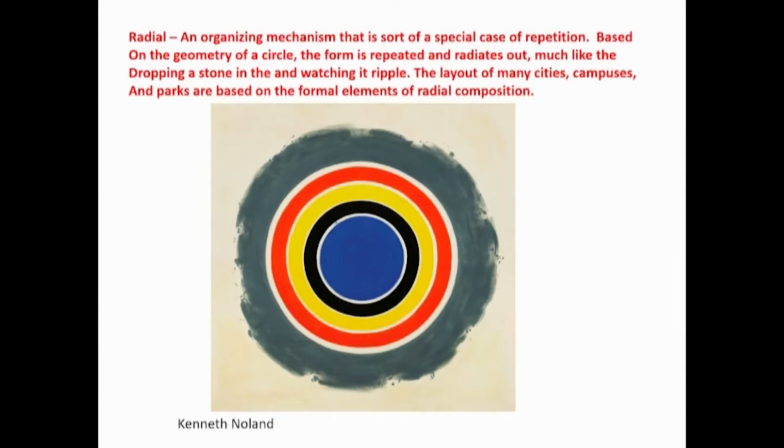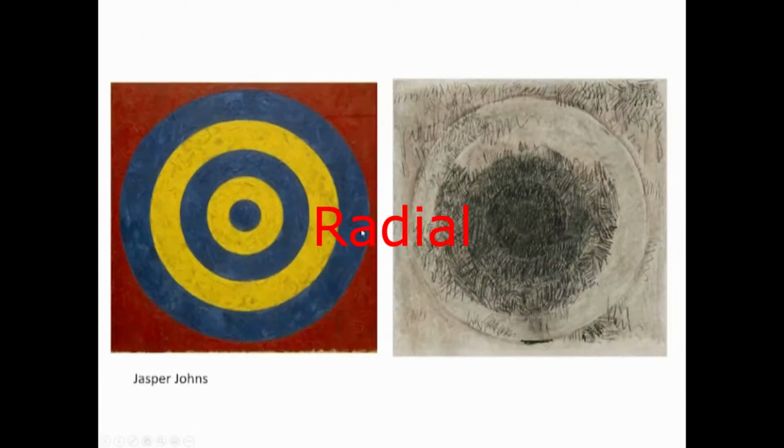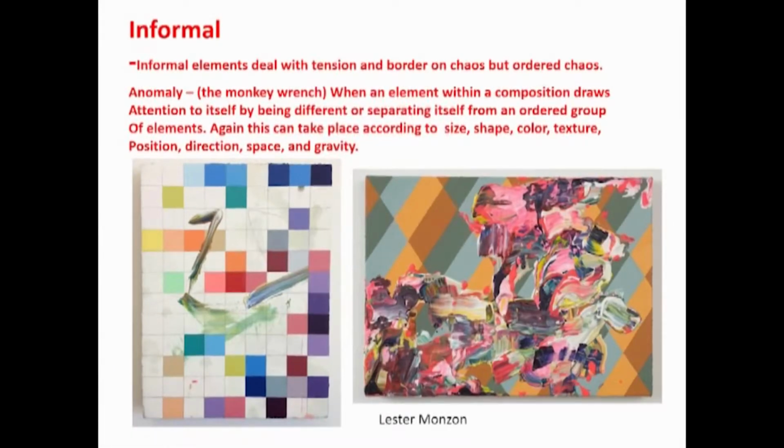Radial is another formal device, this concentric circle sort of notion, like in the Kenneth Noland painting here, and in the Jasper Johns Target drawing on the right and the painting on the left. You also get some repetition in here, both formal devices. Let's talk about informal. Informal elements deal with tension and border on chaos, but it's an ordered chaos.